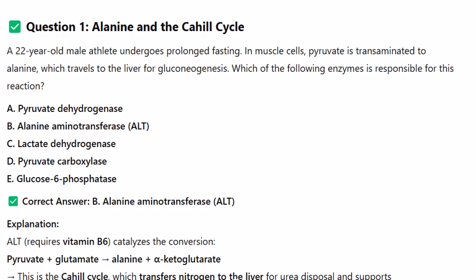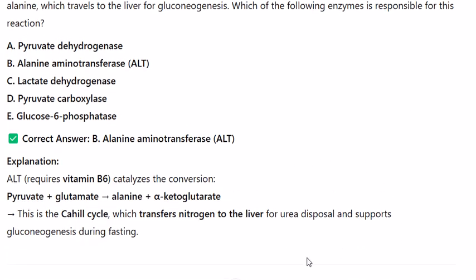Explanation. ALT requires vitamin B6 and catalyzes the conversion of pyruvate plus glutamate to alanine plus alpha-ketoglutarate. This is the Cahill cycle, which transfers nitrogen to the liver for urea disposal and supports gluconeogenesis during fasting.